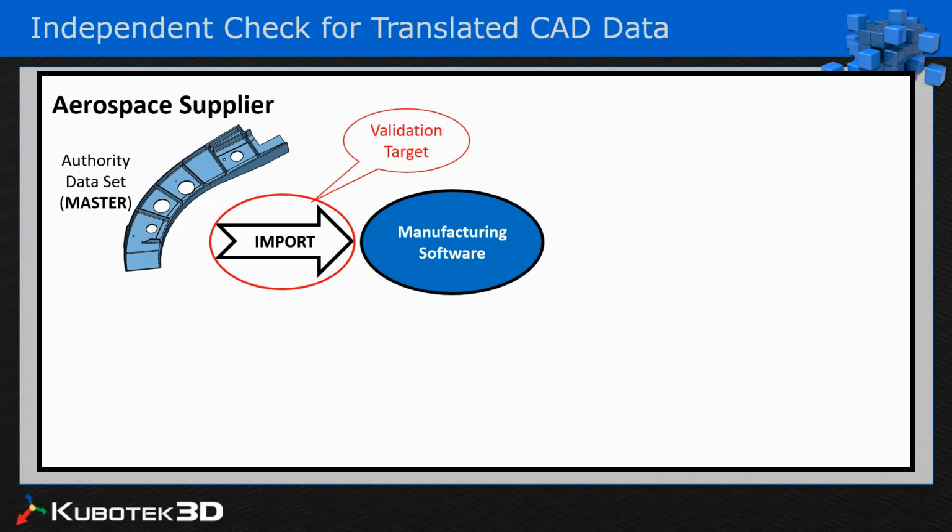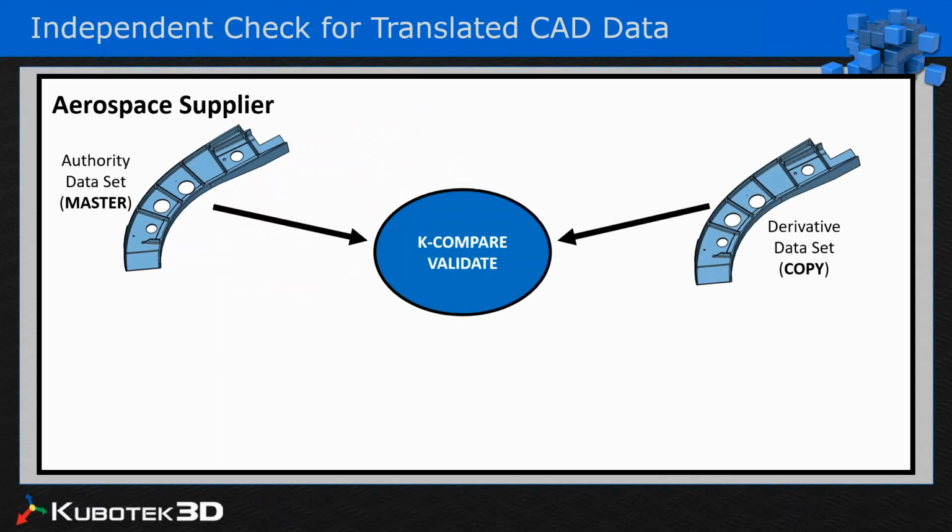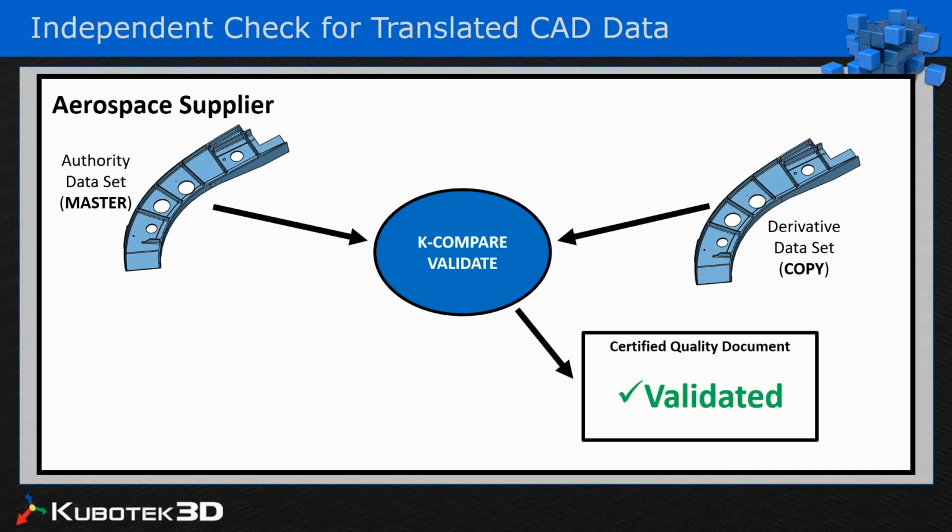What the process for validation says is, okay, read it into manufacturing software X, whatever you're using, and then save or export a derivative file. Take the derivative and the authority data set, compare them geometrically in software like K-Compare Validate, and then write a certified quality document that you can use to verify with whoever is requiring you to do the validation that you've done it, and you have complete traceability back to all of the steps that you took to do that validation.